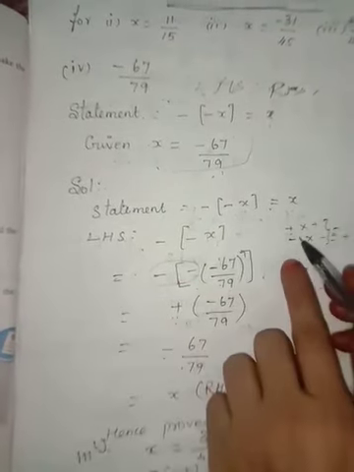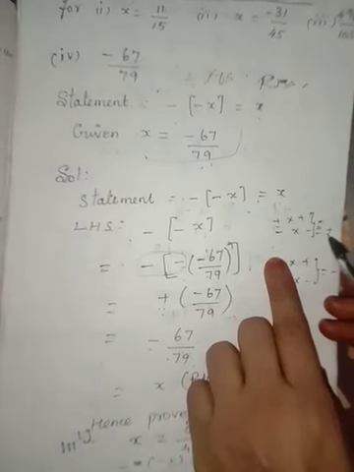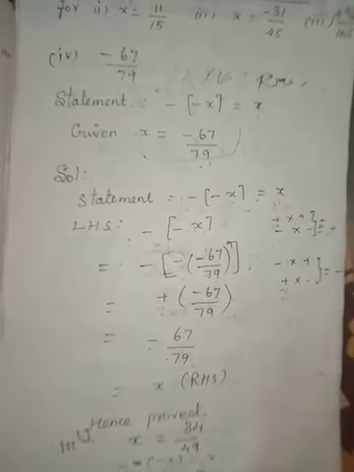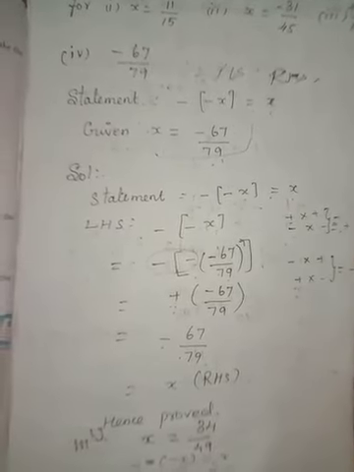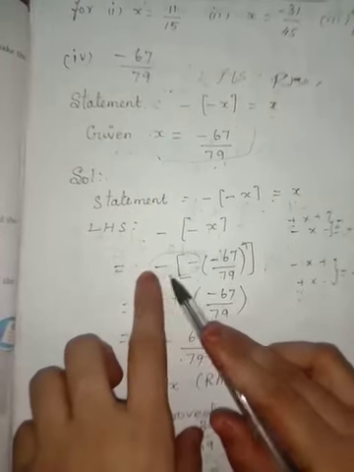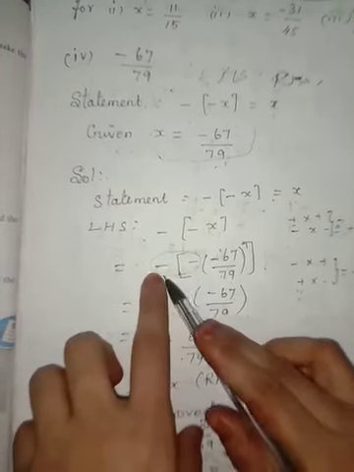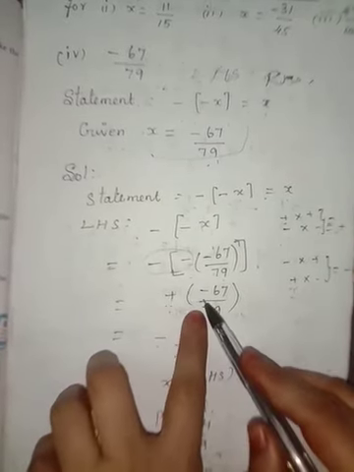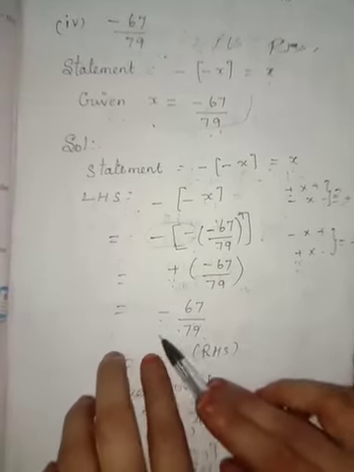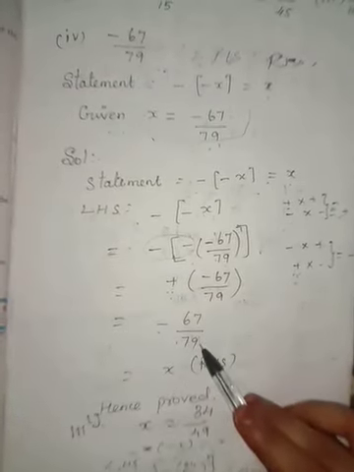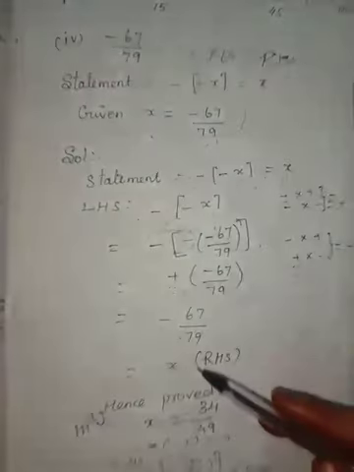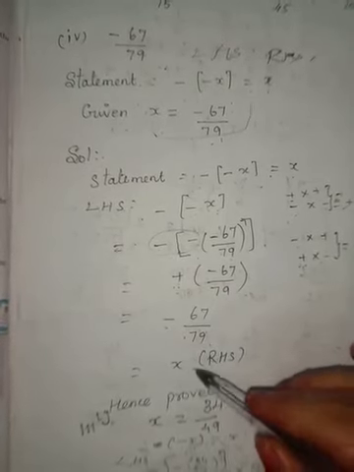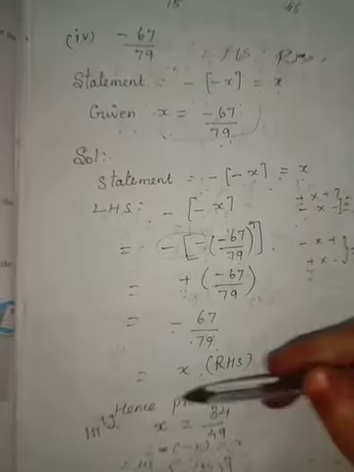Just remember that plus into plus gives plus in multiplication. Minus into minus also gives plus, minus into plus gives minus, plus into minus gives minus. So when we multiply negative numbers, minus into minus, we get plus. Multiplying plus into minus, we get minus. What is this? Minus 67 by 79. That is x. So we take the left hand side, and we have proved it gives x, the right hand side. So the statement is proved.